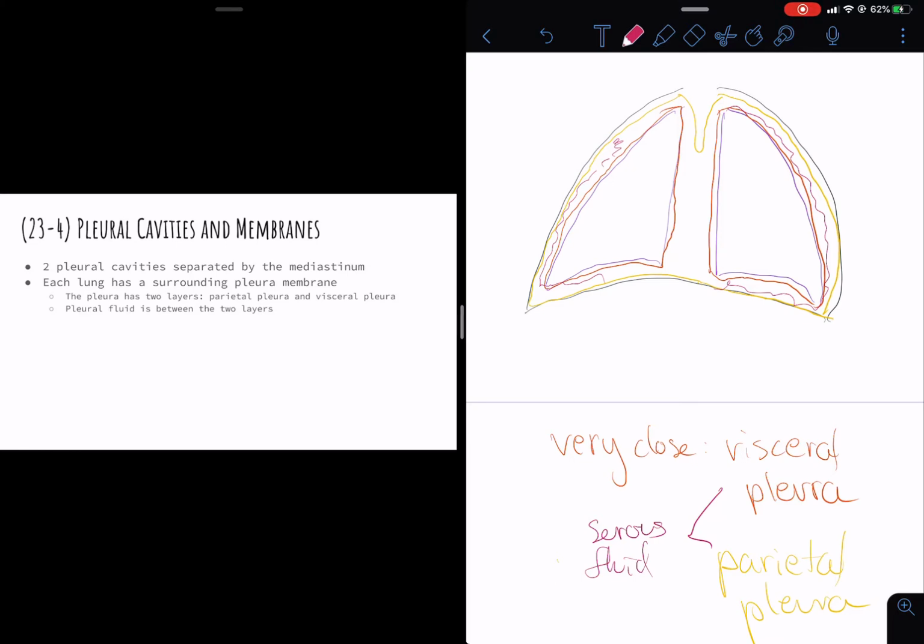In order to help with compliance and open up the lungs every time we take a breath in, not only are we activating the muscles to open the thoracic cage and move the cage, but while we do that, we also pull open the cage, and directly attached to that is the parietal pleura, which is going to help physically open the lungs.